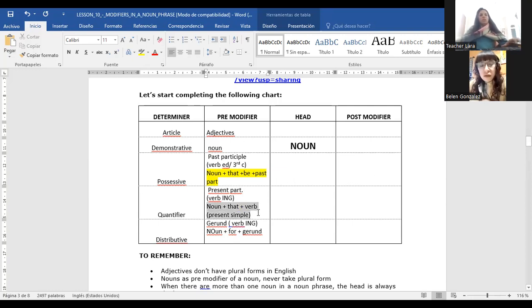So now let's think about the present participle. She mentions the example boring lesson. A boring lesson. Boring is the present participle. When she applies the rule, she says a lesson that bores. Let's think about another example. We're going to practice this with the present participle.